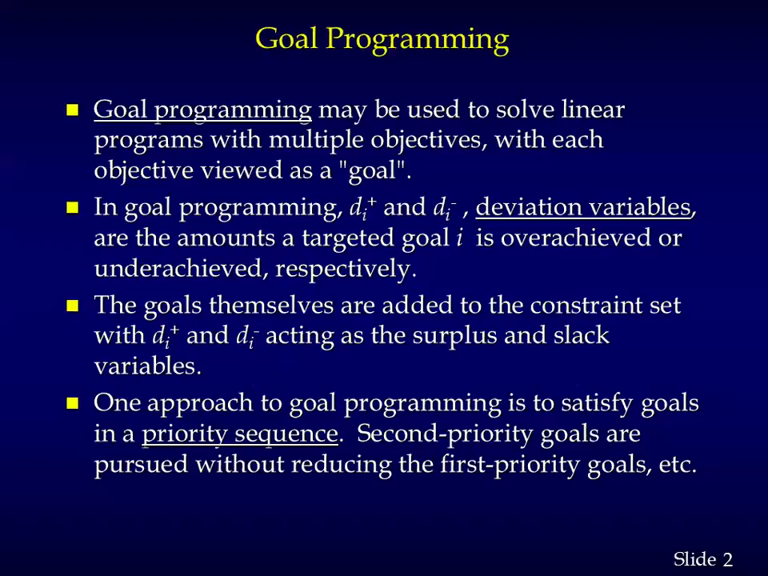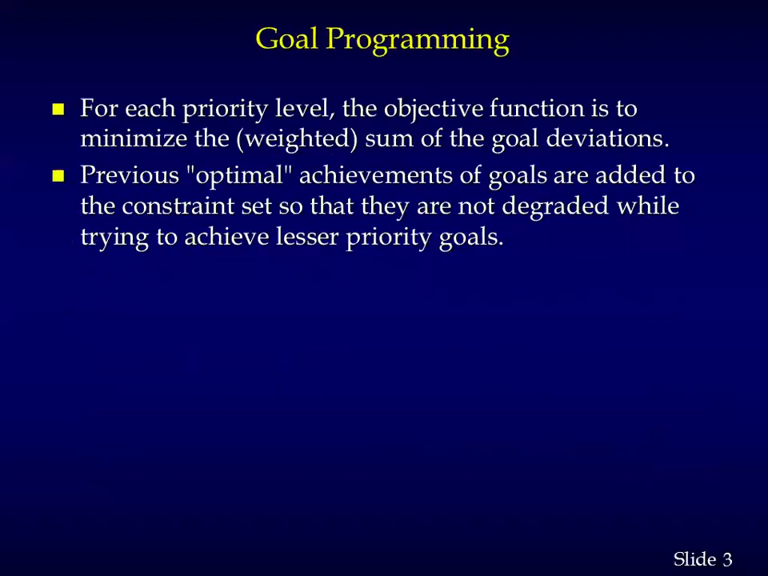So basically the d plus and d minus are acting like slack and surplus. Slack is like underachievement, surplus is like overachievement. And we also want to bring in a priority sequence. If one goal is more important, we'll handle that goal first, then go to the next priority, and so on. Second priority goals are pursued only after first priority goals are solved, third priority goals after both first and second, and so on. For each priority level, the objective function is to minimize a weighted sum of goal deviations.